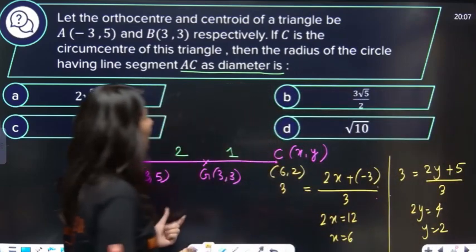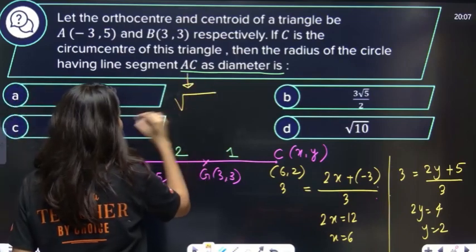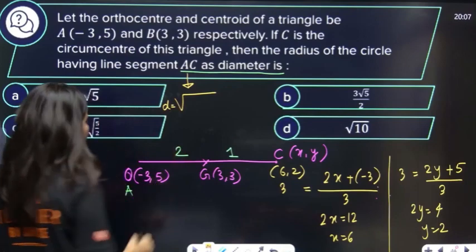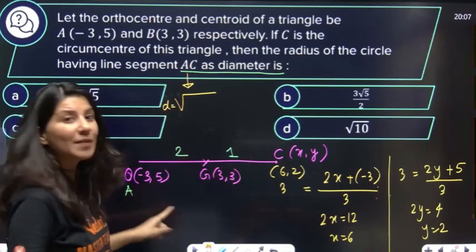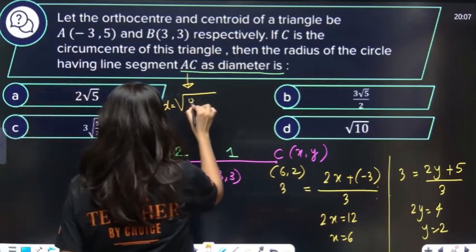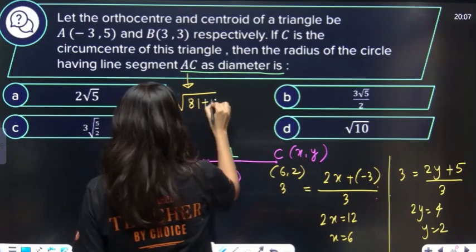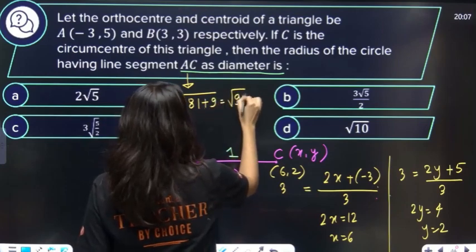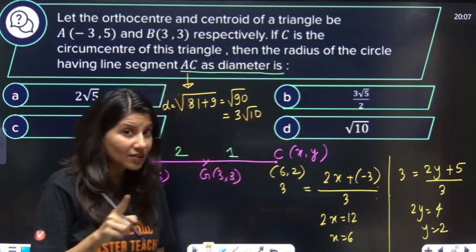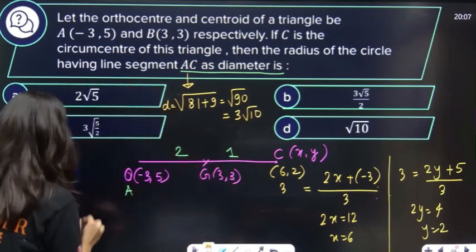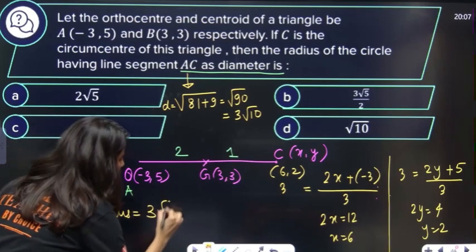Now what do you want? AC being your diameter, so calculate AC, which is nothing but the diameter. The diameter will be the distance between (6, 2) and (-3, 5). 6 minus -3 is 9, whose square is 81. 2 minus 5 is -3, whose square is 9. Square root of 90 is nothing but 3 root 10. This is your diameter, by the way. 3 root 10 is the diameter. Final answer is nothing but the radius is 3 root 10 by 2.